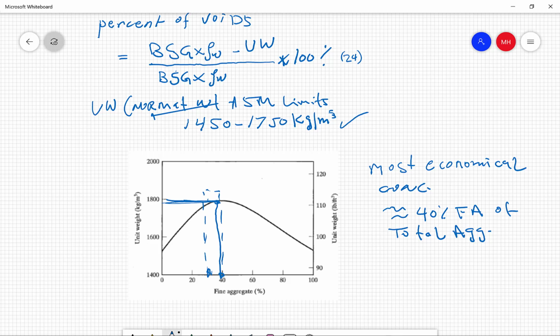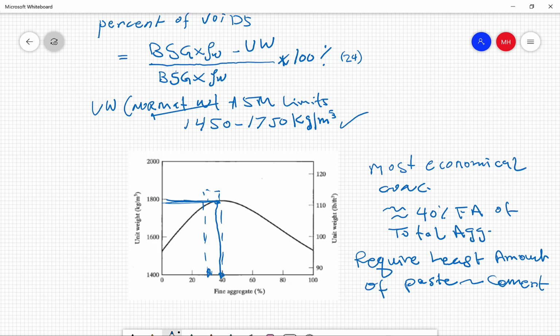Basically, this one will require the least amount of paste, which is basically cement. Okay, so this is from an economical point of view, all right?